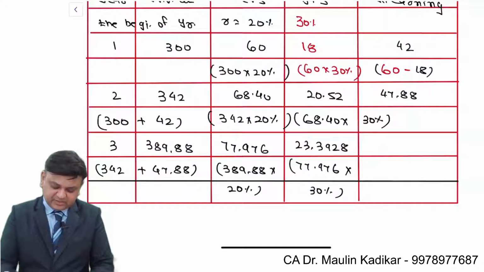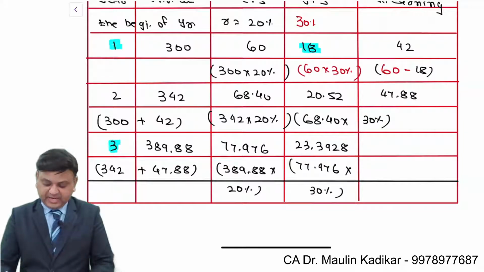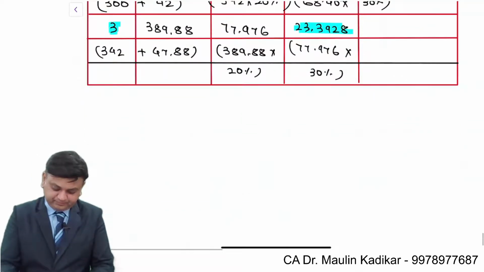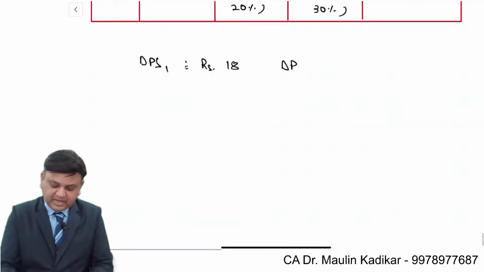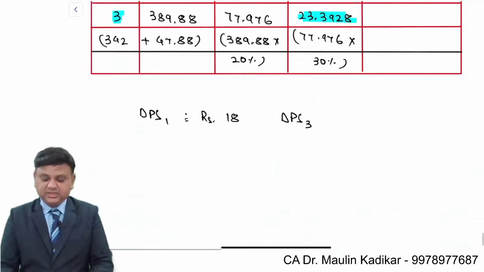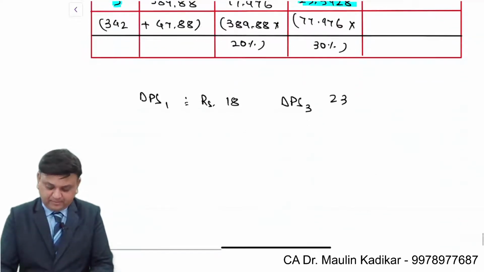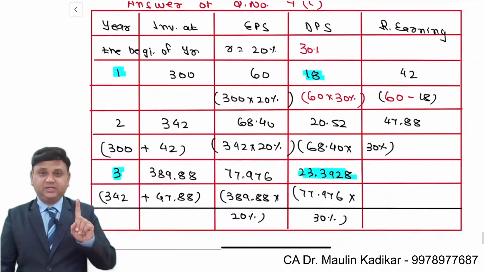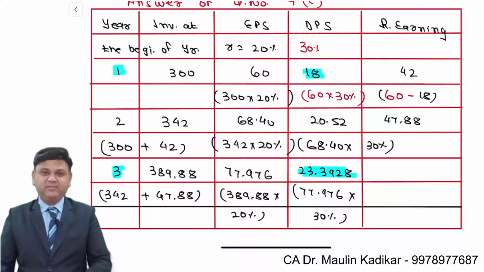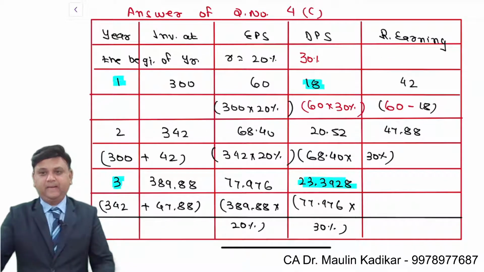The question says that what would be the dividend for the first year? So the answer is 18. And what would be the dividend for the third year? The answer is 23.3928. So let us answer the question. Dividend per share of year 1 rupees 18, and dividend per share for year 3, it is 23.3928. That is the way the dividend per share for the first year and third year can be calculated. Please take down answer from the working.